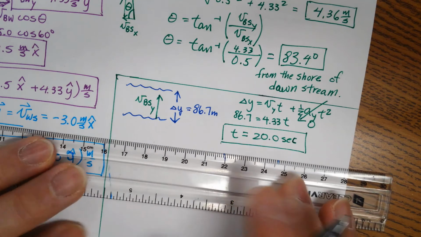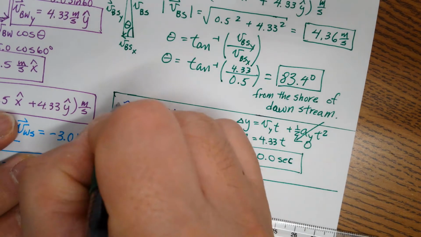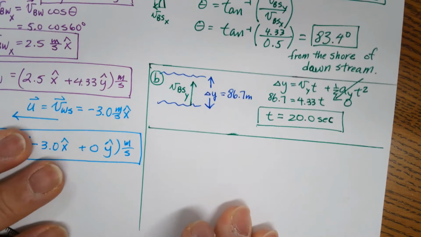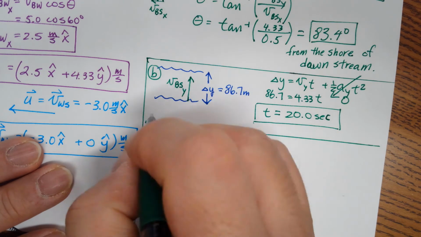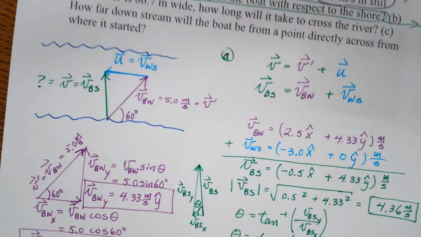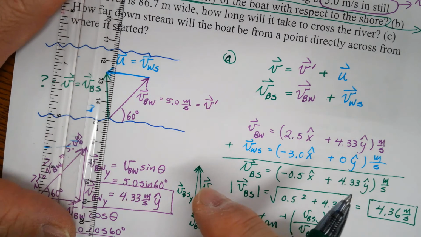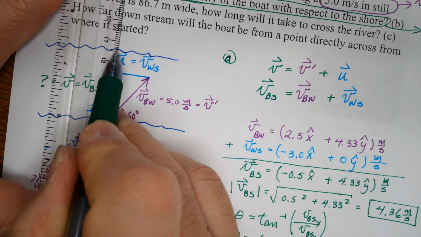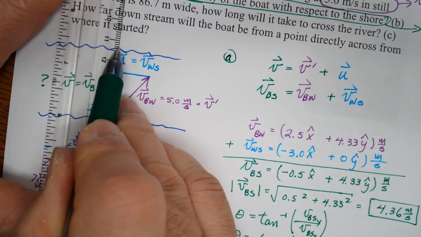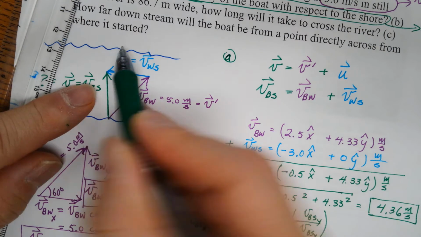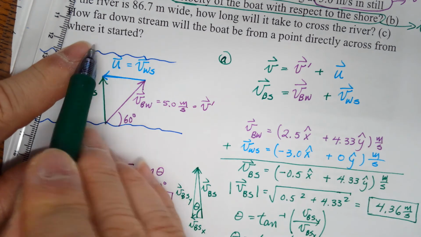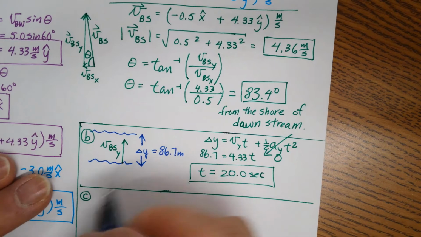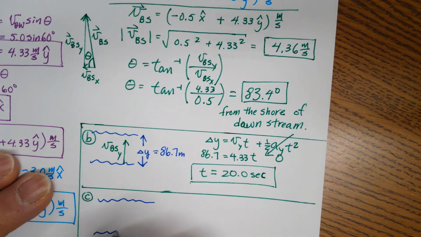And now for part C, so this is part B. For part C, how far downstream will the boat be from a point directly across where it started? So if I look at this diagram again, if I were to go straight across, this is where it should be on the other side directly from where I started. But because of this going this way, it's going to end up downstream about this much. Does that make sense? So how much downstream will it land at the other side? So here is the river again.